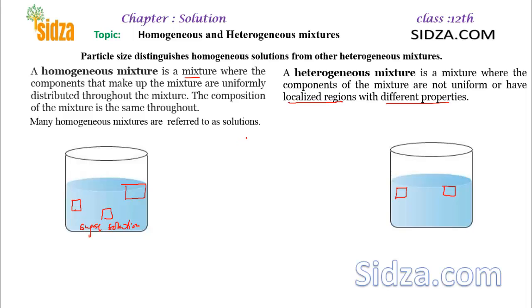And normally, when we refer to the solution, it actually refers to the homogeneous mixture. So when I talk about the solution, it means a homogeneous mixture, not a heterogeneous mixture. For heterogeneous mixtures, we have different terminologies: one is colloidal solution, the other is suspension. So when I say simply solution, it refers to the homogeneous solution, the homogeneous mixture. Hope you got the concept.